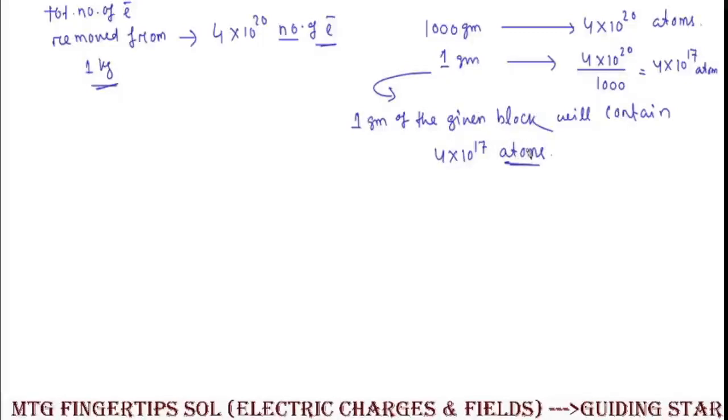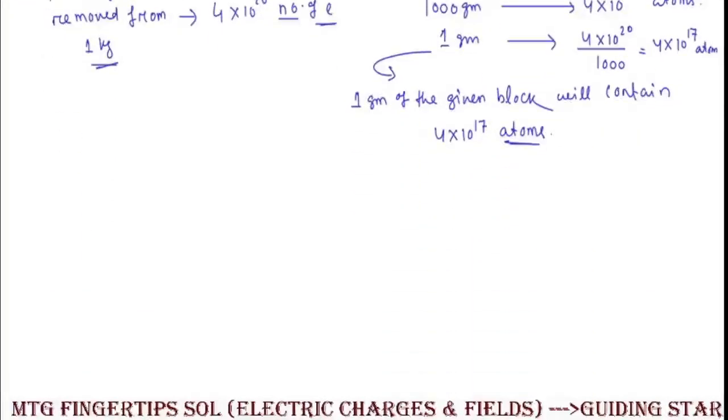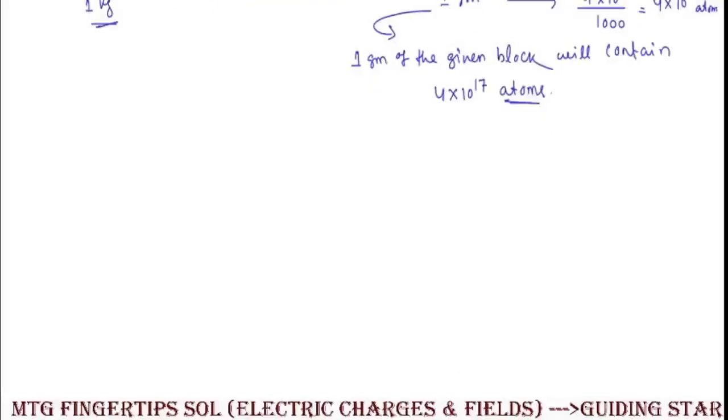Clear? And here, if we are removing electrons, another question is that it is saying the charge gained by the solid, so what kind of charge will it gain? We are removing electrons, that means it will gain positive charge. Clear? With the removal of electrons, which charge is acquired? The object acquires positive charge. Clear? Now the question is that 1 gram has this many atoms. How many atoms in 1 gram? 4 into 10 to the 17 atoms.